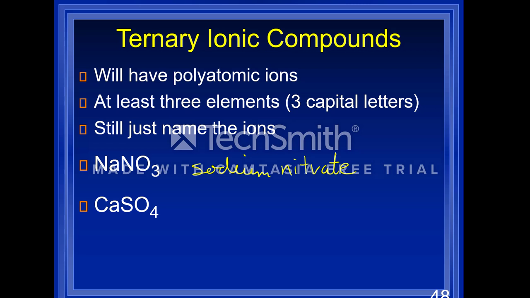And Ca is calcium. Does calcium need Roman numerals? In group 2A, doesn't need Roman numerals. SO4, 2 capital letters. So that's sulfate. So the name of that is calcium sulfate. Now, you'll notice they end in ates. If you pick up any ingredients list on a container, you're going to find a lot of things that end in -ate or -ite. All those things that end in -ate or -ite are polyatomic ions.